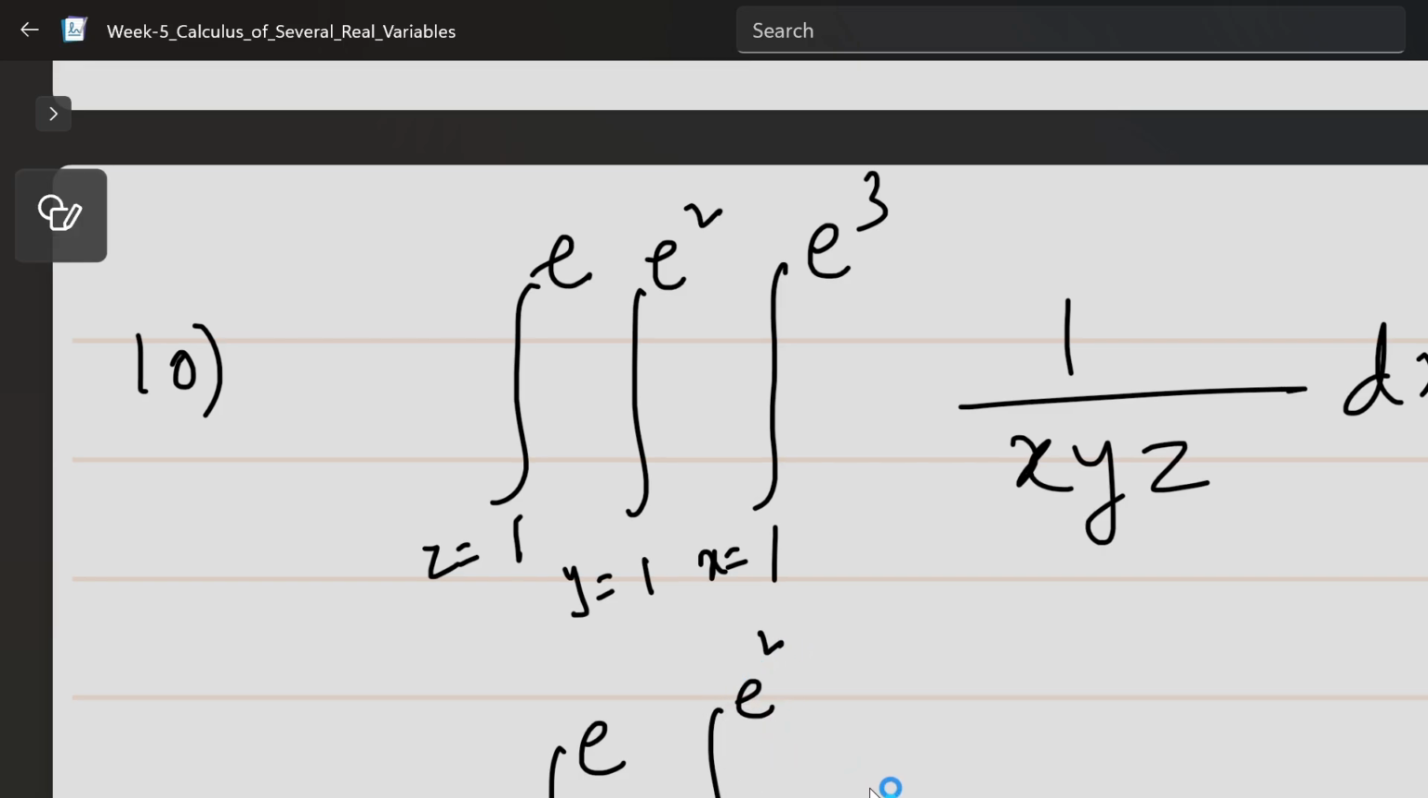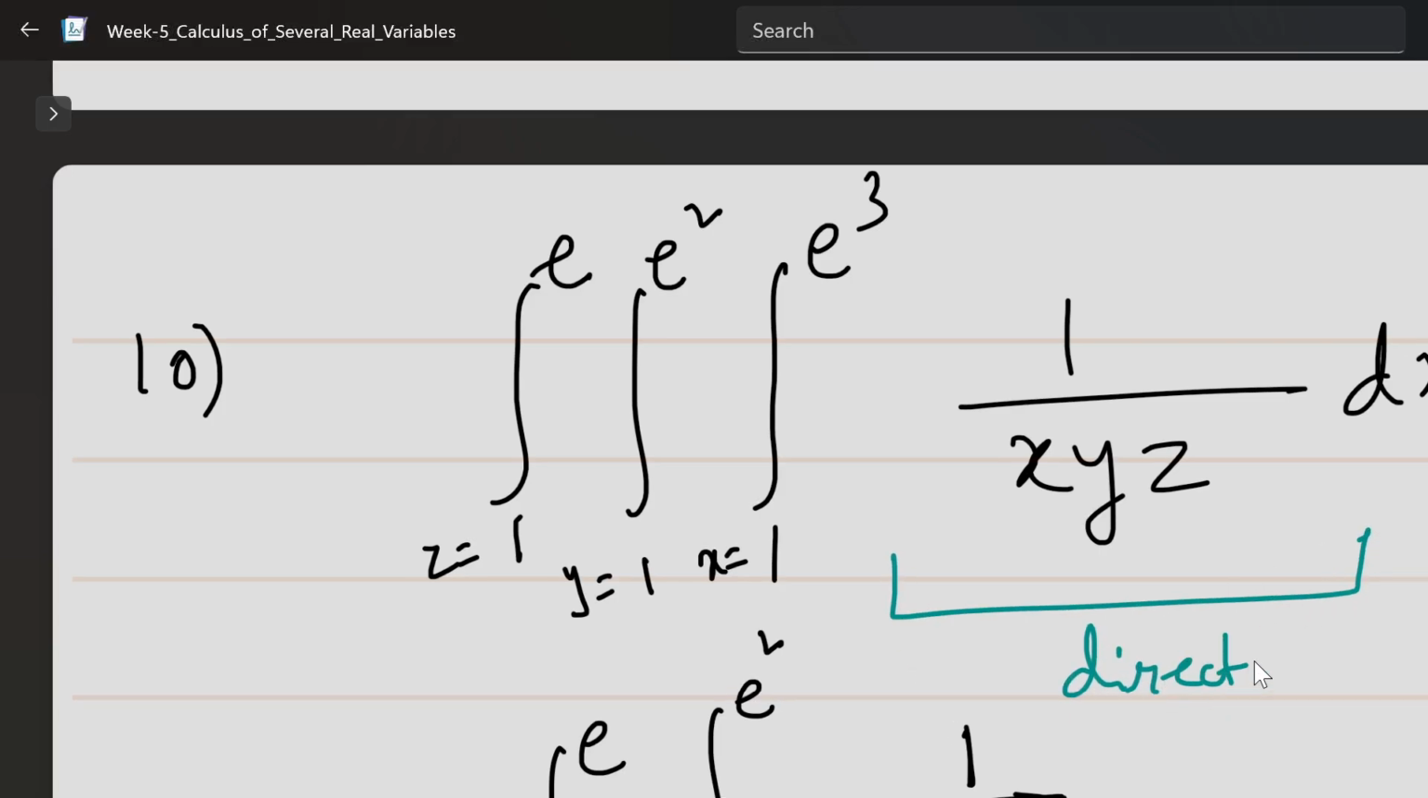Any idea? Directly is better because you can directly integrate here. Direct integration is possible. So directly you do, no need of this, etc.